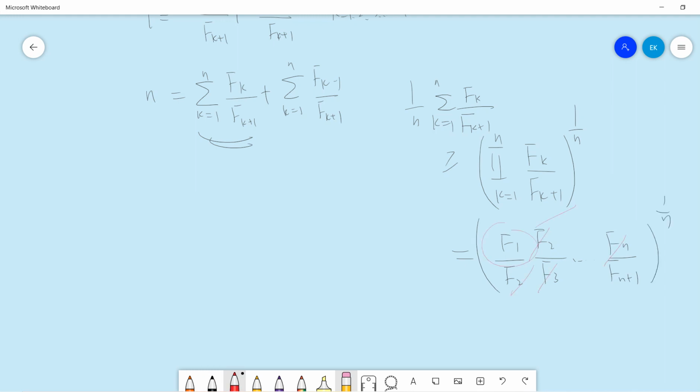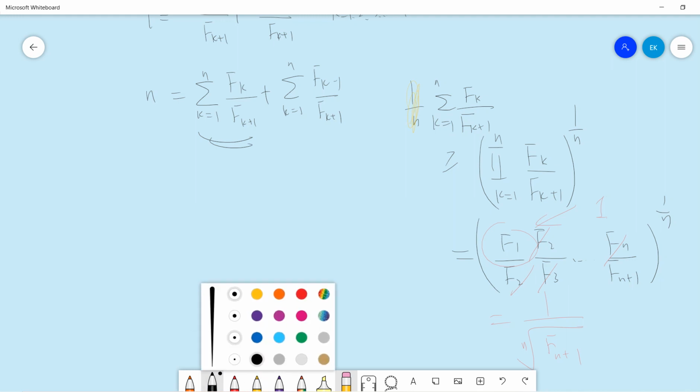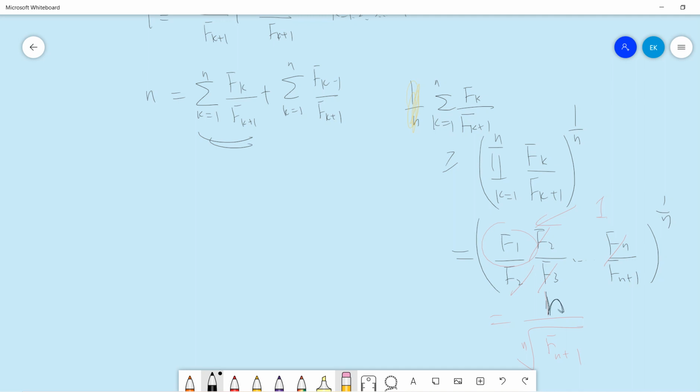Since f1 is 1, this term is just 1 over f(n+1), and then take the nth root. So n is greater than or equal to n times the nth root of 1 over f(n+1). So this n can be replaced by this. Okay, so this is the first term, and then let's do the second term.